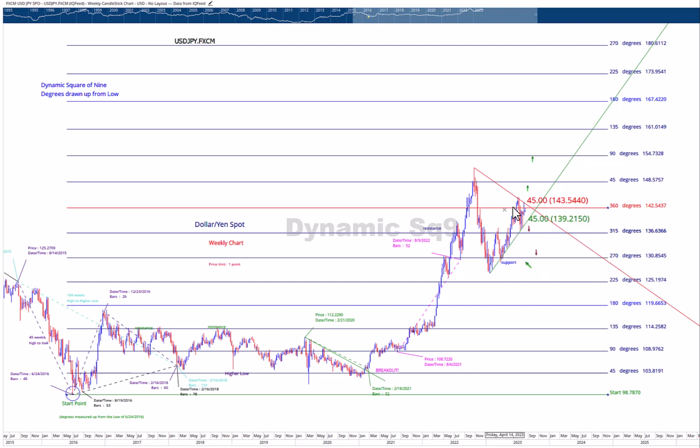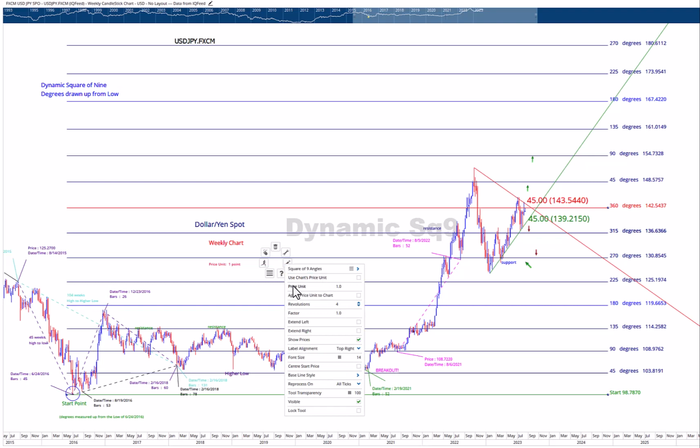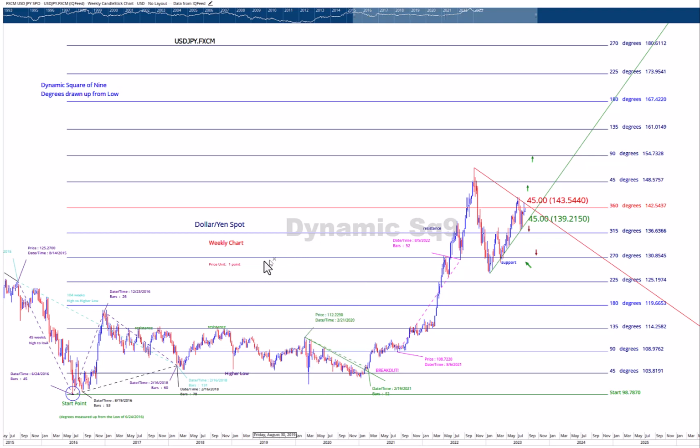So there we go. This square of 9, if you think about the square of 9, it's that chart where you start with 1 at the center, you rotate outward, and you go outward to infinity. We're using a scale of 1 point on the square of 9. So here we have it, price unit 1 point. So that is the square of 9 starting from a low. You can actually start from a high and go down, or start from a low and go up. In this case, we chose to start from a low, and we measured degrees up from that low, and we found that 142.54 is active resistance.